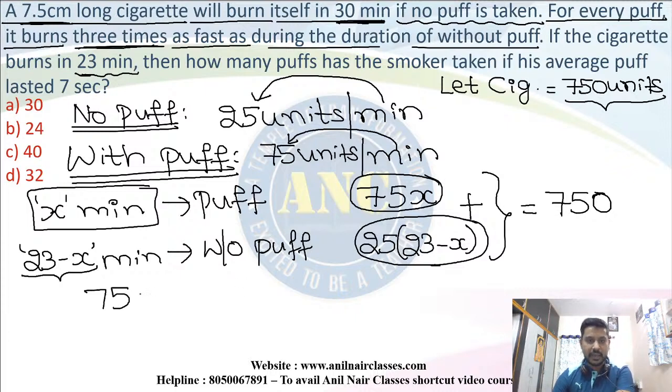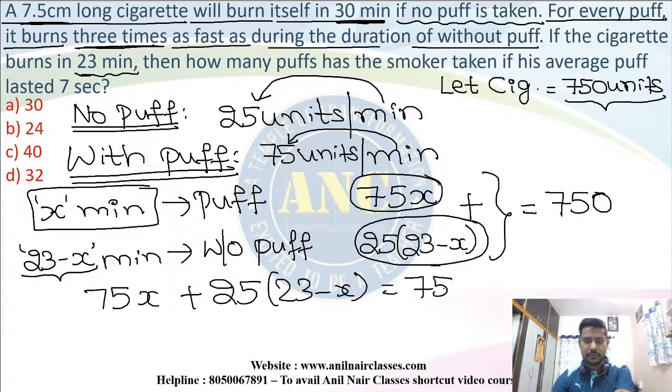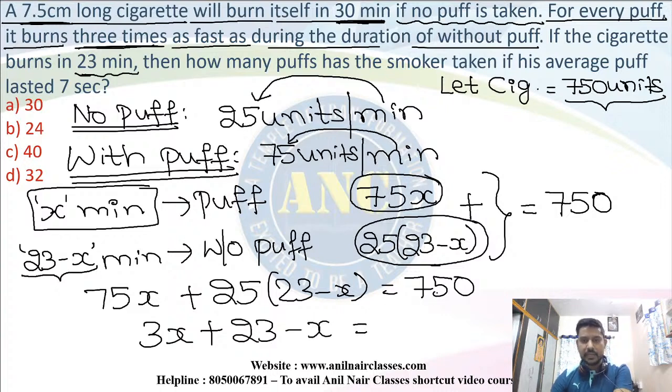So if I simplify, let me write it in one liner: 75x plus 25 into (23 minus x) is equal to 750. Dividing by 25, it is 3x plus 23 minus x is equal to 30. Further simplifying, 3x minus x is 2x, and 30 minus 23 is 7. So x value is 7 by 2 minutes, which is 3.5.